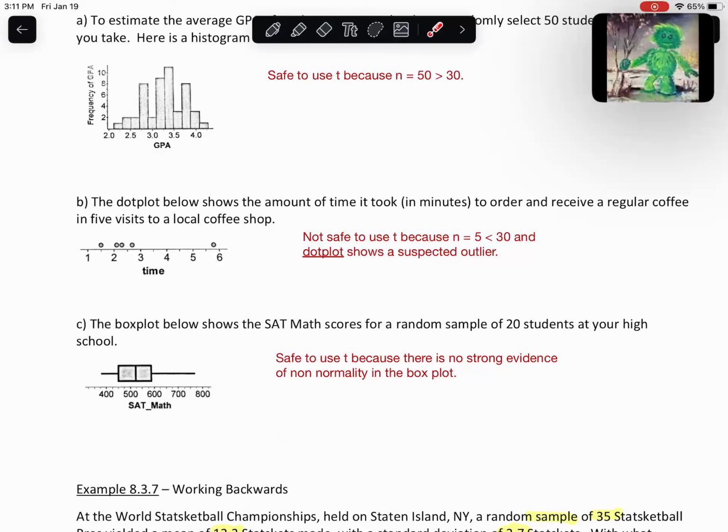Now, I don't want to go so far as to claim normality of anything. This doesn't prove normality. It isn't exactly symmetric. So I'm going to say safe to use T because there's no evidence of non-normality, no strong evidence. So I'm kind of non-committal here, and you should be too. But it's safe to use T.